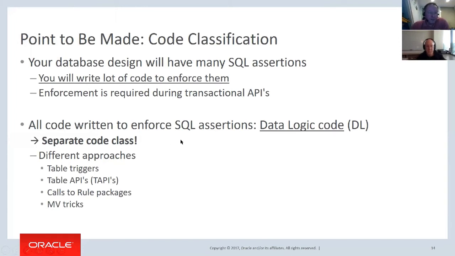All code that you write in this sense, to me, is what's called data logic code. This is what we call within the SmartDB paradigm data logic code, and that's a separate code class. There are different approaches to how to do data logic code. Throughout the years, we've seen people using table triggers, or having table APIs and embedding validation code inside these table APIs, or having all the validation code out in different rule packages and calling these rule packages from the table APIs or from other modules.